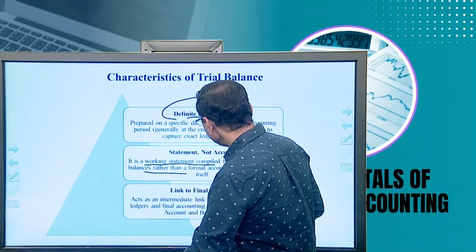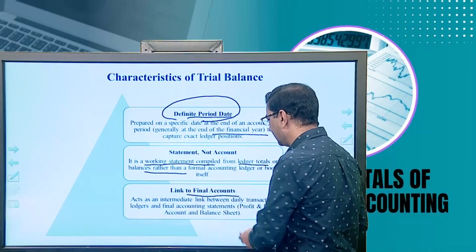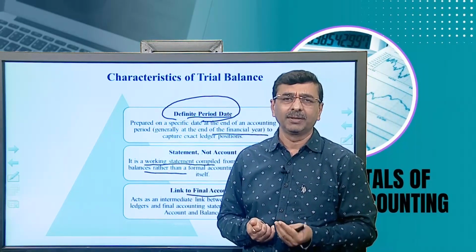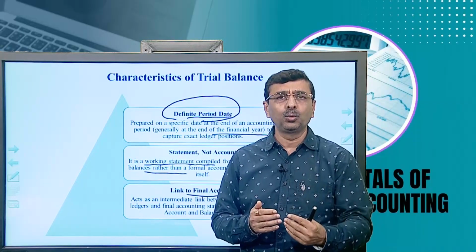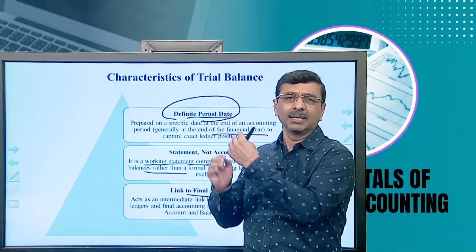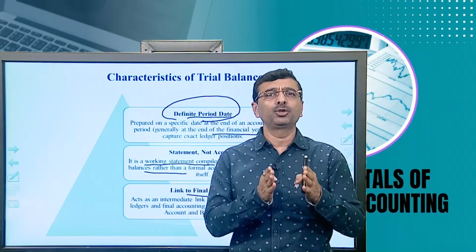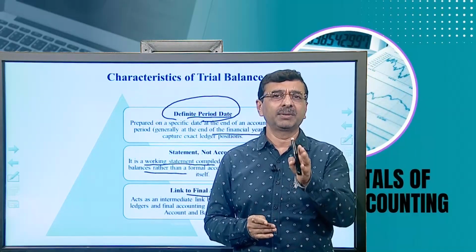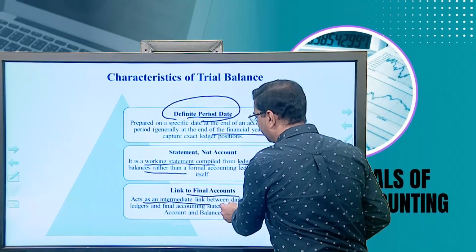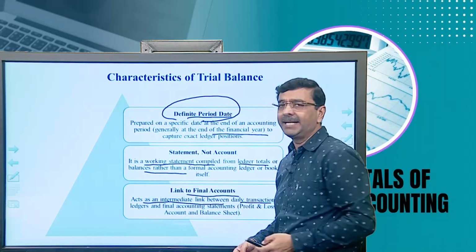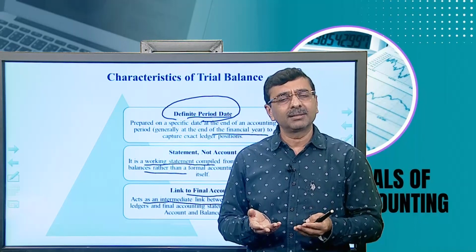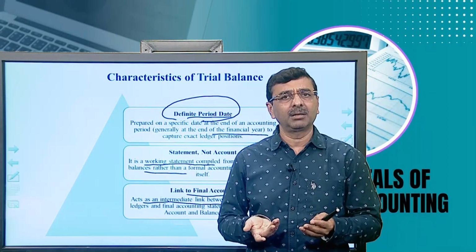Then, link to the final account. It is considered a link to the final account because it is a step to take further action on the balances for finding out the actual position of the business on a specific date. So, that is why it acts as an intermediate link between the daily transactions and the final position. Why do you consider it a link between the daily transactions and final position?